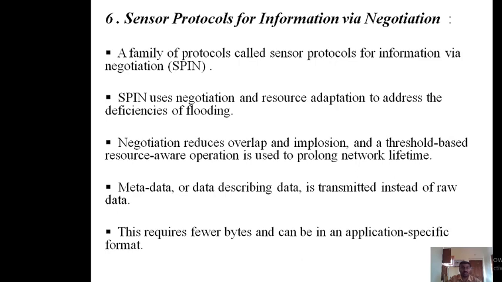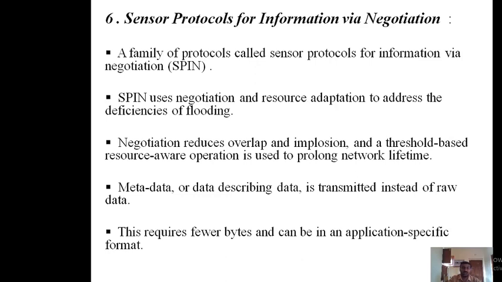Coming to the first point, negotiation reduces the overlap and implosion problems. These two problems we already discussed in the flooding disadvantages. So by using negotiation, it reduces the overlap and implosion problems of flooding. And resource adaptation, represented here as threshold based resource aware operation, is used to prolong the network lifetime.